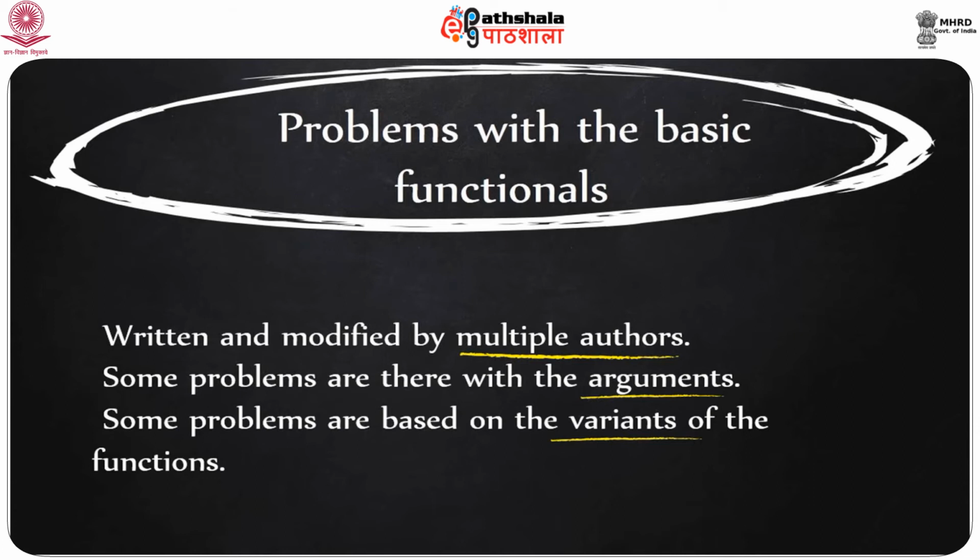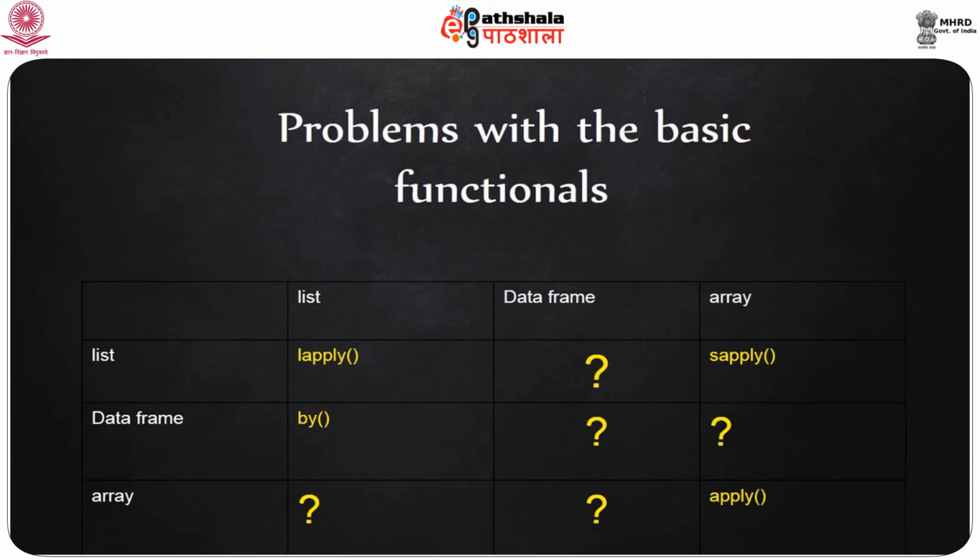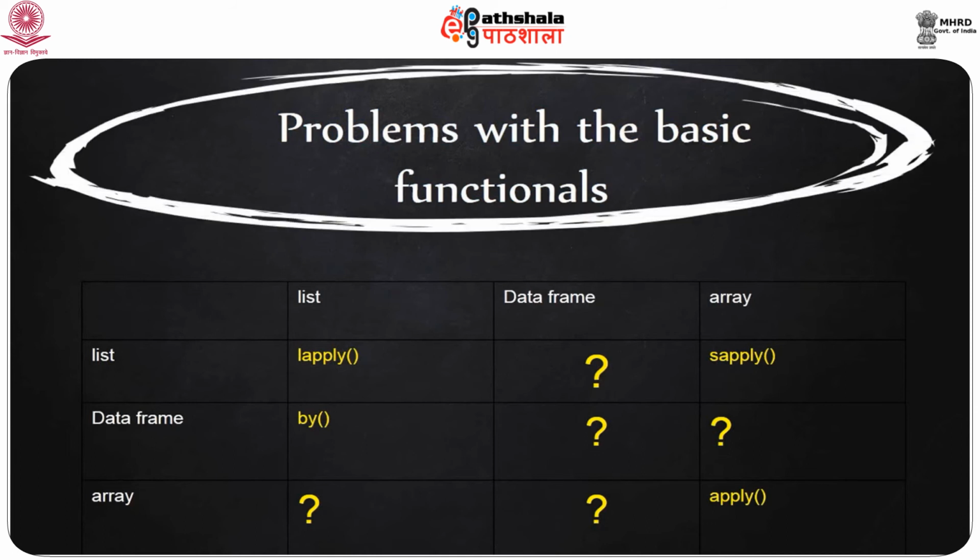Like suppose you want to use list, data frame and array for all the combinations of input and output. So, in all we will be having 9 combinations as it is shown here. So, as the table shows, I need to have 9 functions here, but based on the functionals that we have already learned, I am left with only 4 functions.